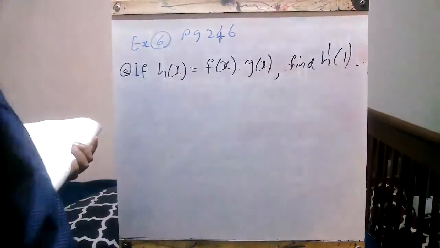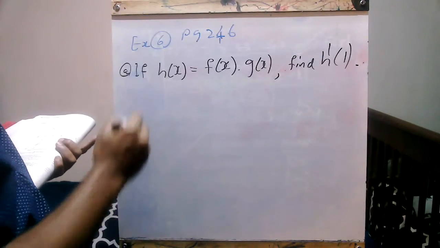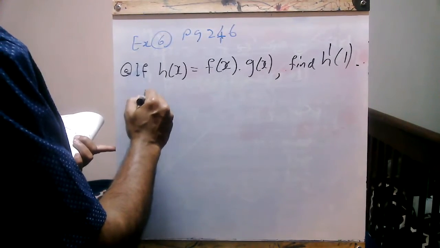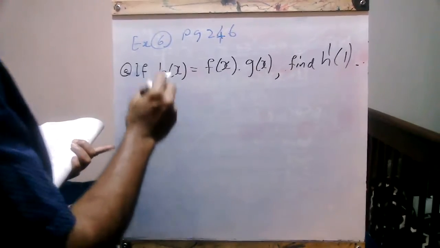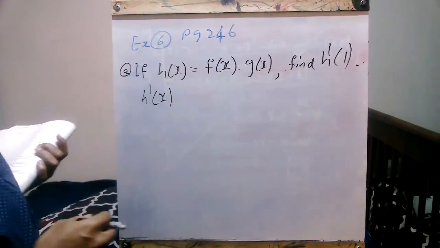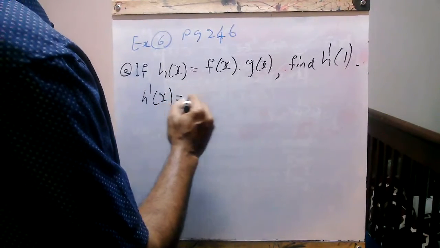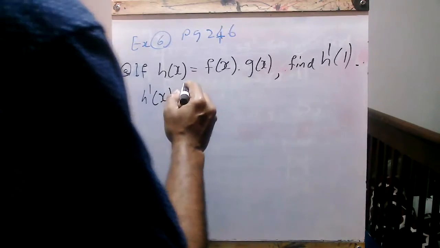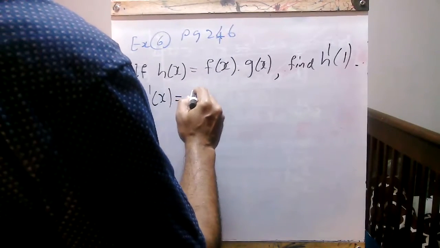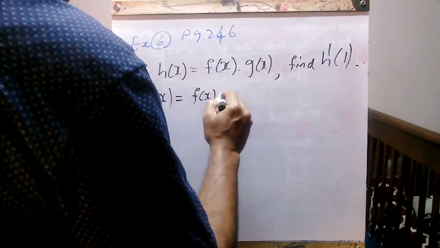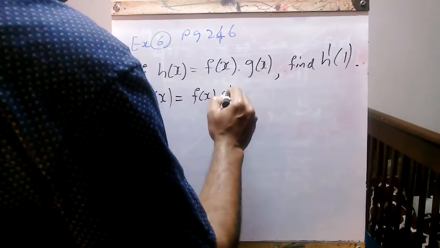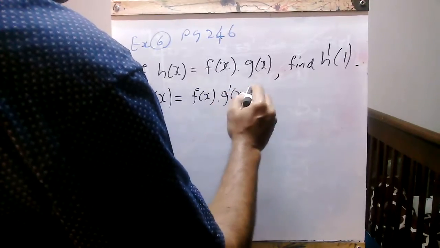To find h dash 1, first we have to find h dash x. Let's find h dash x. H dash x means the derivative of h(x). We have to use the product rule: f(x) g dash x plus g(x) f dash x.